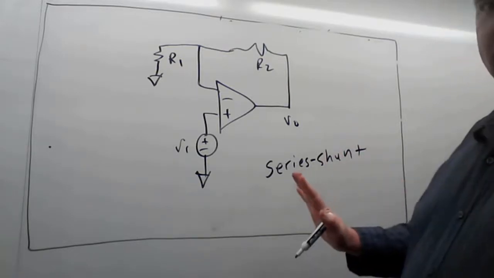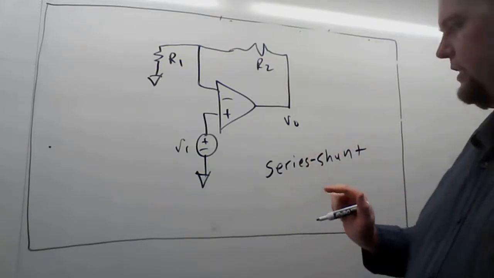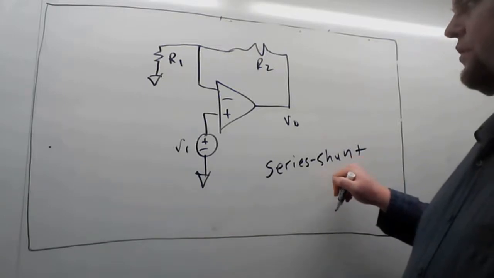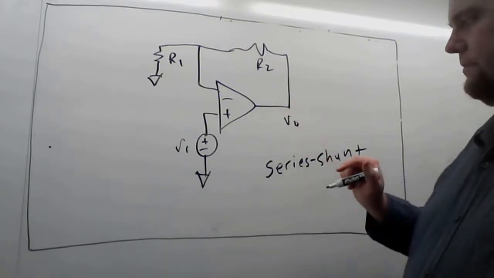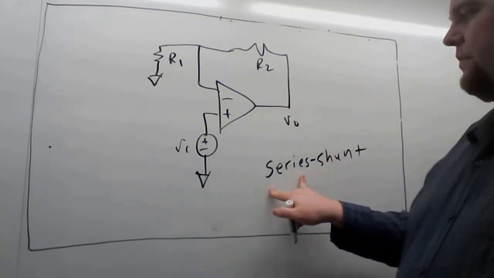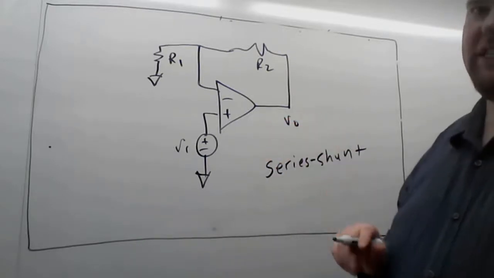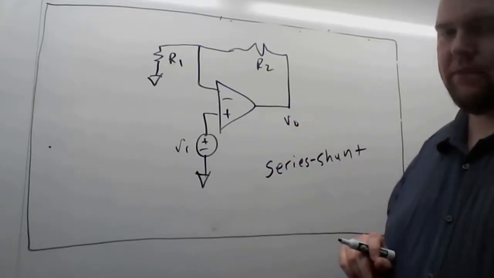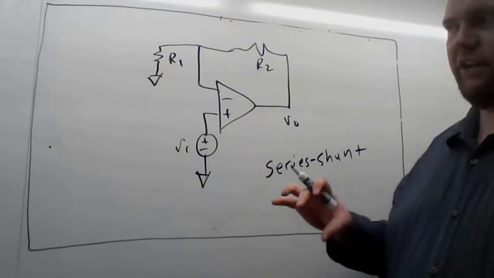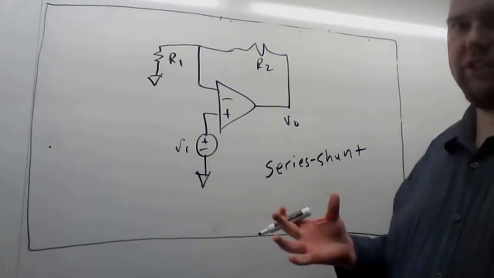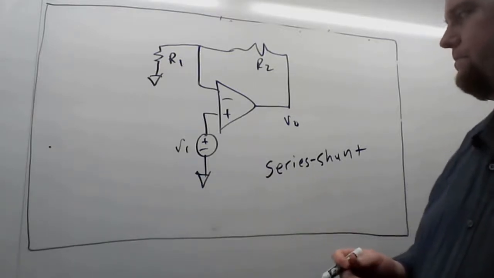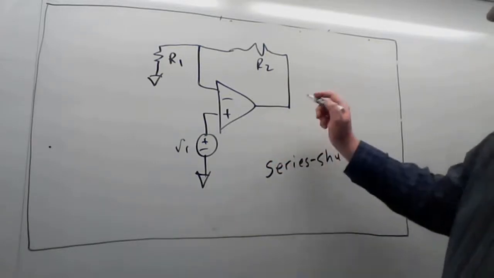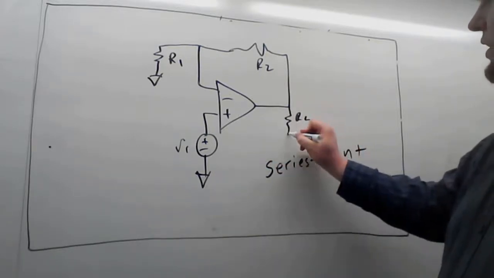In our book, the way the naming convention goes is the last term refers to the method of sampling the output. The first term refers to how the input signals are combined together. And unfortunately, they're opposite with current and voltage sampling for these two. I guess it makes more sense if we show a load here.